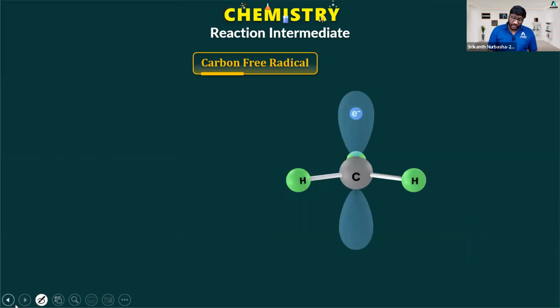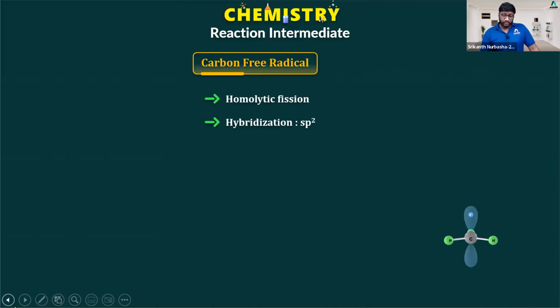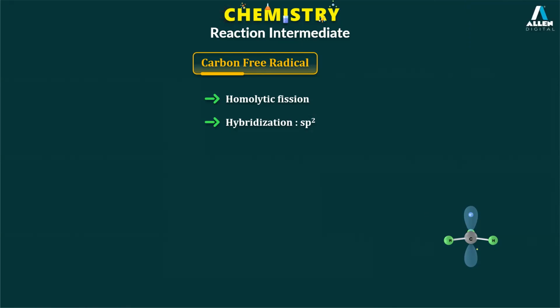Carbon free radical. How is a carbon free radical obtained? Homolytic fission. What is the hybridization? Carbon free radical, CH3 dot, means it is an odd electron species. What are the conditions I have told you for when the odd electron is involved in the hybridization? When the side atoms are less electronegative when compared to the central atom, then there is no involvement of the odd electron in the hybridization. If the side atoms are more electronegative, then the odd electron will be involved in the hybridization.